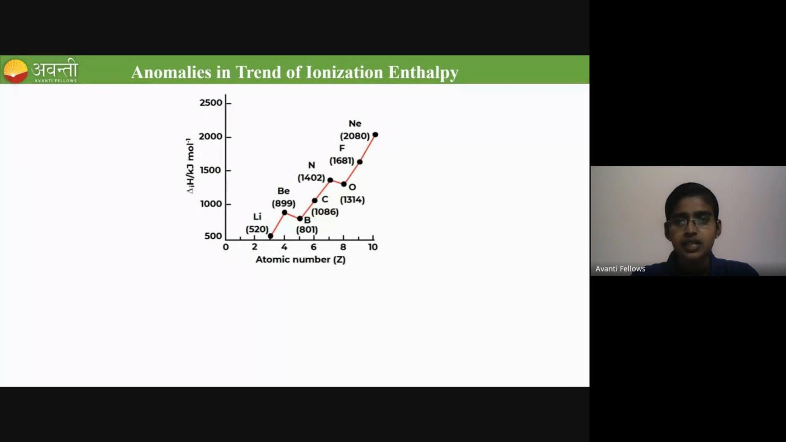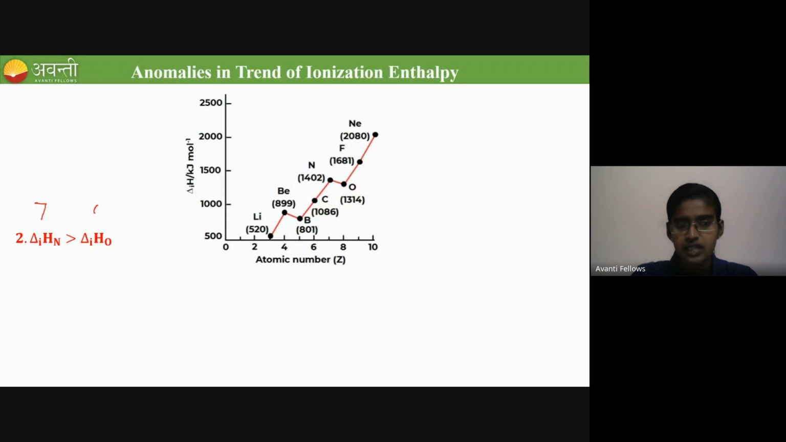Yeah, the next part is the nitrogen oxygen story. So when we compare nitrogen and oxygen, while comparing these two, nitrogen has a higher value. What is the reason for that? The atomic number of nitrogen is 7 and for oxygen it is 8.